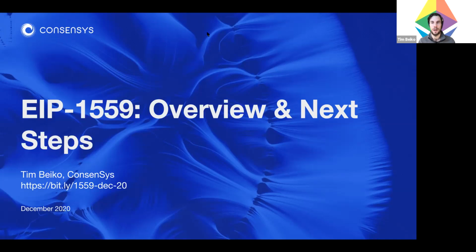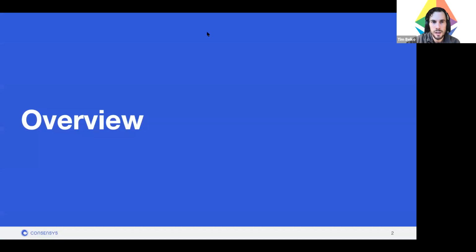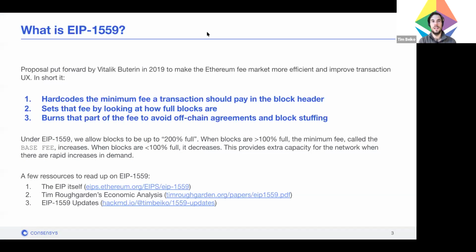To give a bit of background on the EIP itself, share where we're at and what the next steps are for 1559, let's start with the overview. What is EIP 1559? At a high level, 1559 is an EIP that was put forward by Vitalik in 2019, and it has two main goals. The first is to make the Ethereum fee market a bit more efficient, and the second is to improve the transaction sending UX. At a high level, what it does is, first of all, hard code the minimum fee a transaction needs to pay to be valid in the block header. This is what we call the base fee.